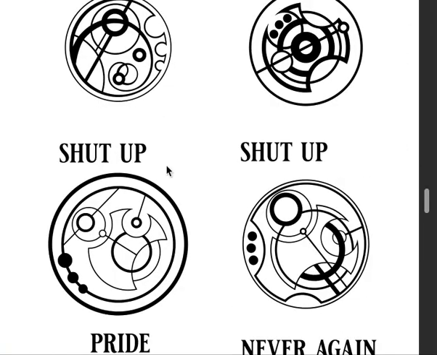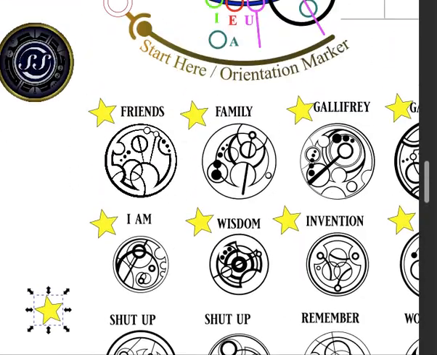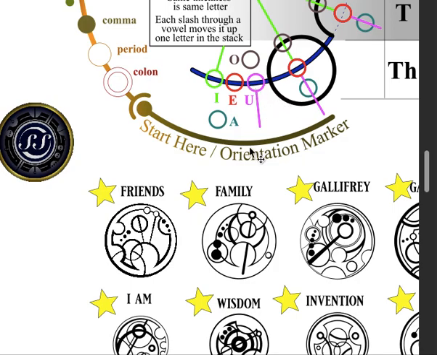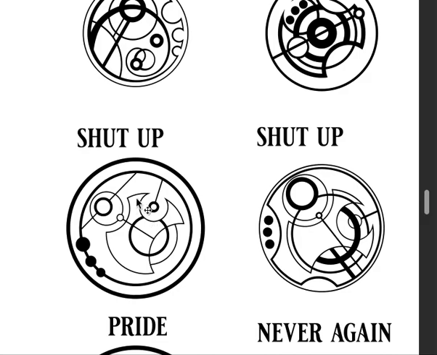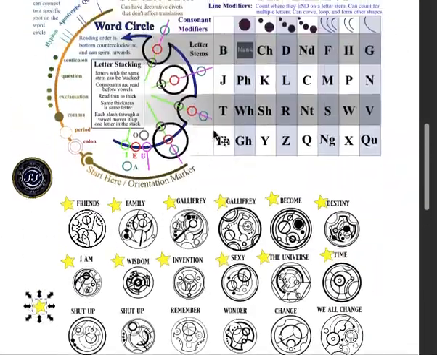Then we have a U, line radiating outwards. Vowels are these little guys, and a U, like this purple one, has a line going outwards, away from the center of the word circle. And then we have this T, a shallow divot with no modifiers, so lines passing through letters do not count. So that would be the word shut.